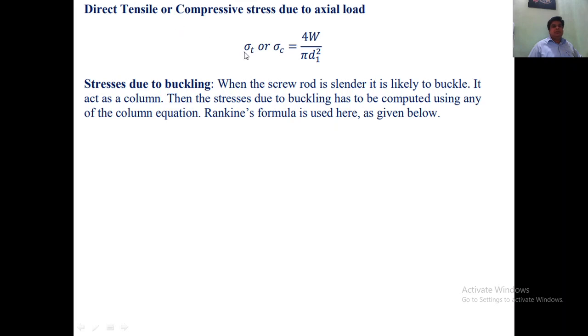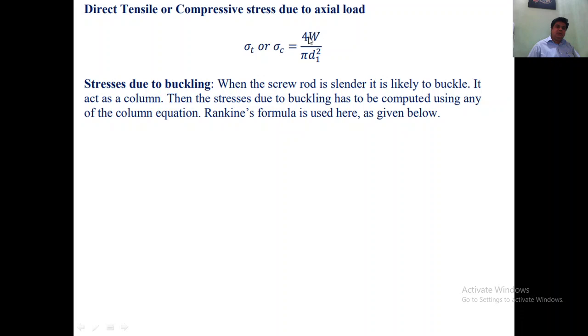So we just review the stresses which are applied on the power screws. If you go back to your mechanics of materials, we had studied about the stresses, that is axial stresses, compressive or tensile. So in the screws, it can be compressive or tensile axial stresses. So stress is nothing but the force by area.